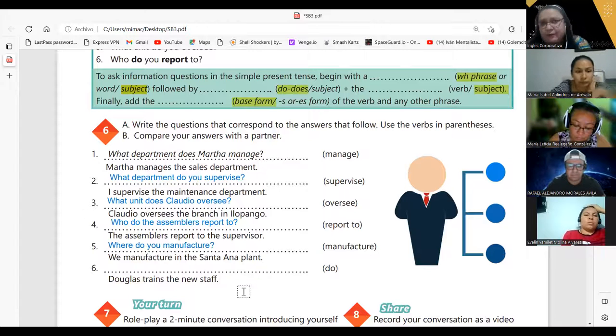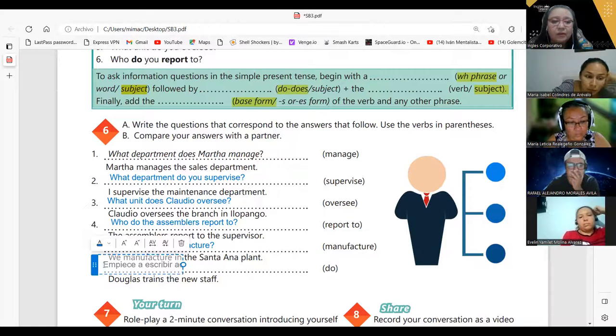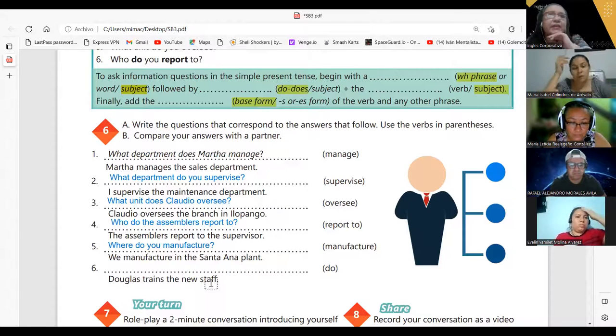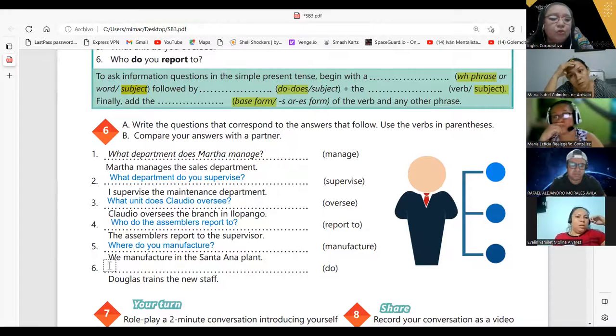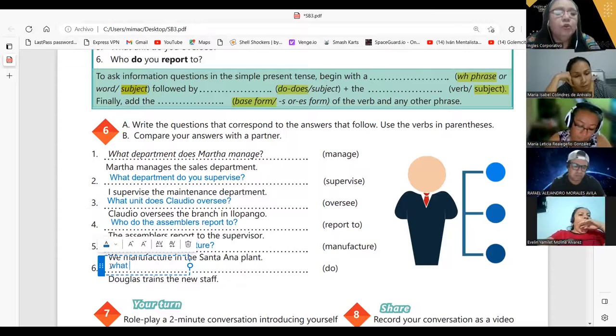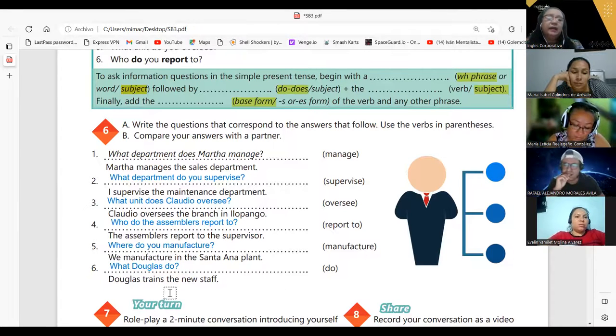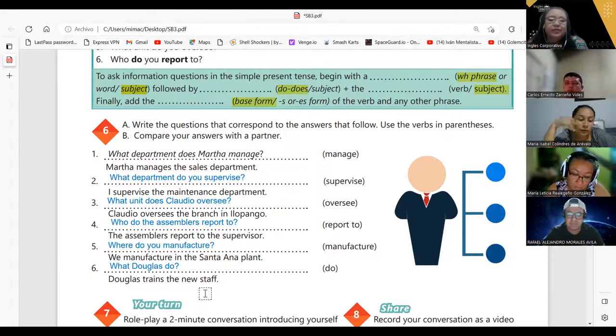Douglas trains the new staff. The question should be what, because the verb is do. So Douglas trains the new staff. This is what he does at work. It is his duty, his work, his obligation, okay? So we say what, do or does? Does, because the subject is Douglas. What does Douglas do? Excellent. Very well. Great.